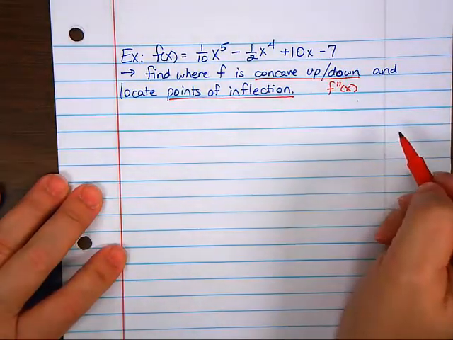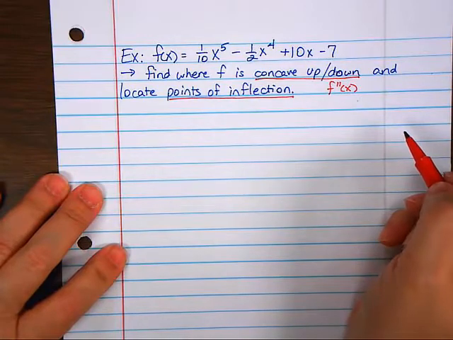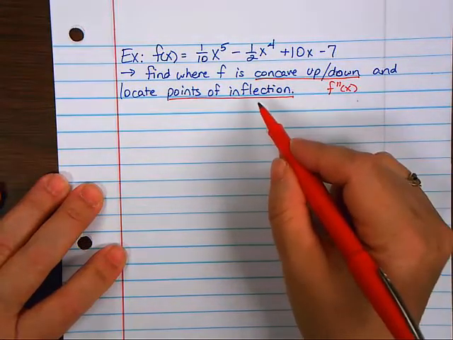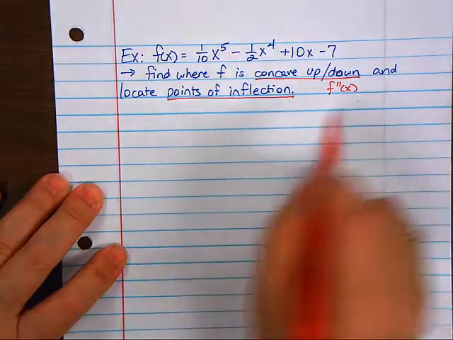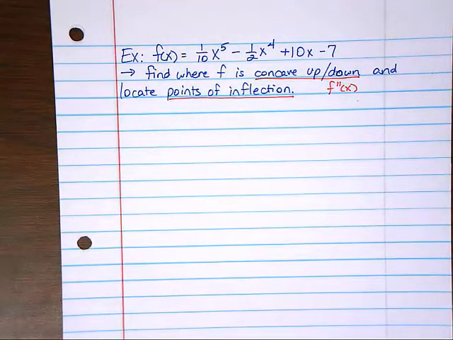If it had said increasing and decreasing, which derivative would you work with? First derivative. But because it says concavity and it says points of inflection, I'm working with second. So, I would like you with your table to take the second derivative of this function and then check it with your neighbor and make sure you got the same answer.